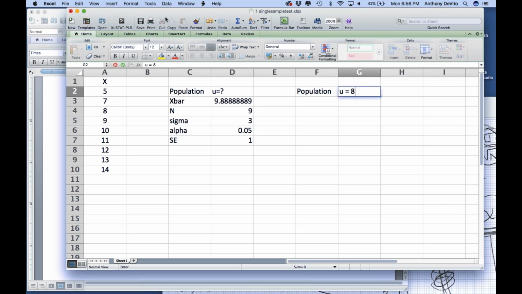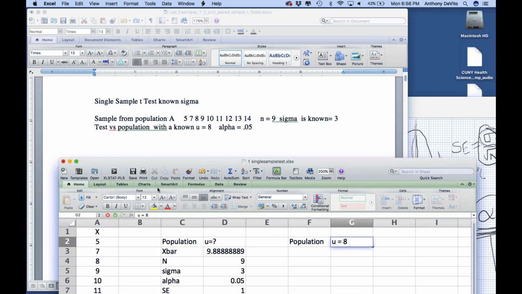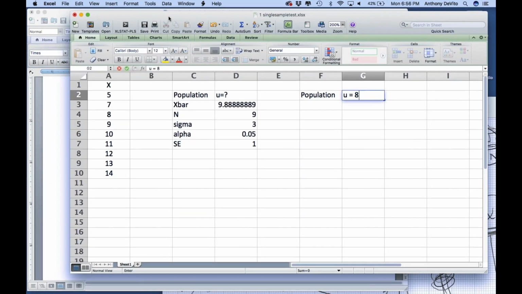I think I assigned it 8, right? Is that what's in that paper? Or was it 6? 8. Okay, it's 8. All right. So now I can say to myself, how likely is it that if I took a sample from this population, where I know the value of the mean of the population is 8, that I would get this extreme of a value, 9.88, if I took a sample of 9 people from that population? How likely is it I would get that far apart?